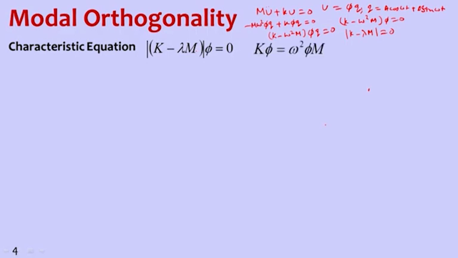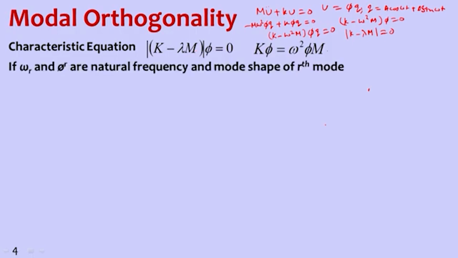Then from this we can write k phi is equal to omega square m phi. If omega r is the natural frequency of the rth mode and phi r is the mode shape of the rth mode, so omega r and phi r are the natural frequency and natural mode shape of the rth mode. If we substitute that, it should be k times phi r equal to omega r square m phi r. So it should hold good for any mode shape. So this is equation number 1.